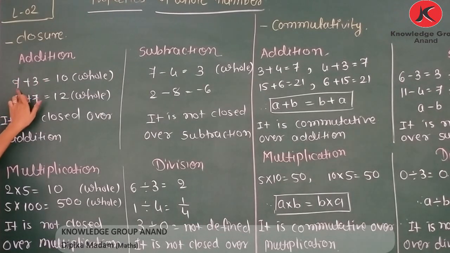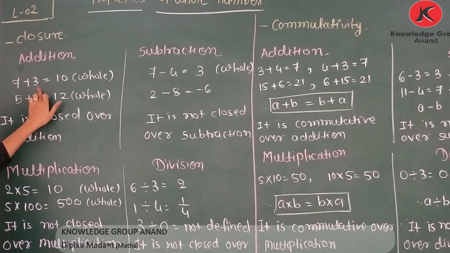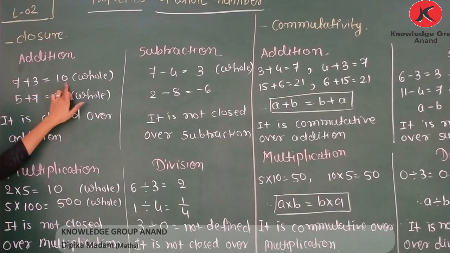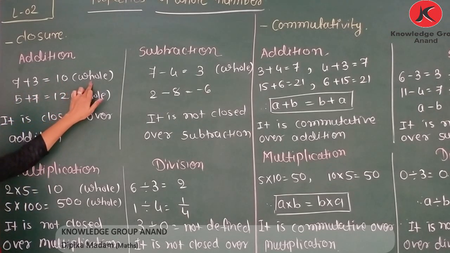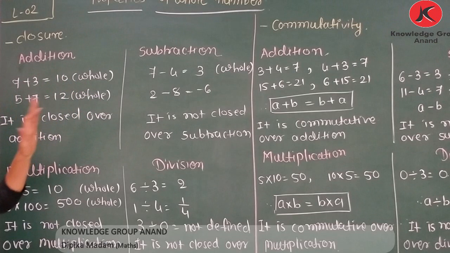So two whole numbers: 7 is a whole number, 3 is a whole number. Answer is equal to 10. When you add both numbers, what answer do you get? 10. 10 is also a whole number, which means this is closed over addition.